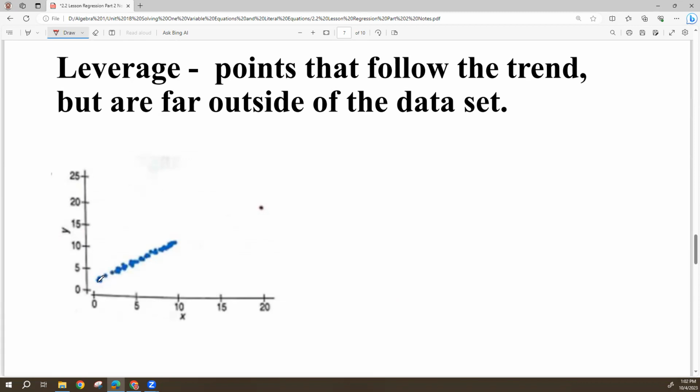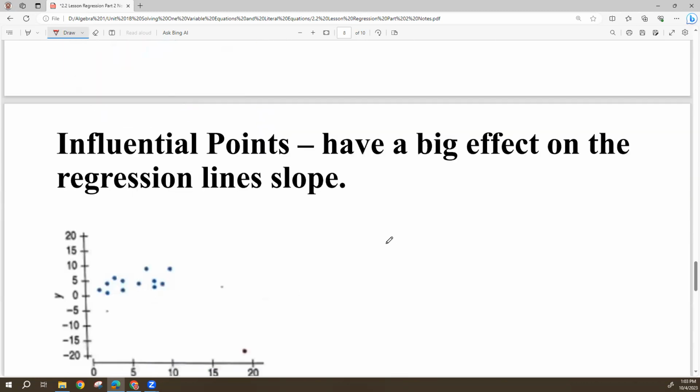Points that follow the trend. So this point over here sort of follows the trend of these other points in the data set, but it's really far outside of the data set in the X direction. That is a point that we consider having leverage. If you think about it, when you're opening a door, the further away from the door hinge you try to open the door, the easier it is to open. That's because it has leverage. So it's that kind of idea. This point's really far away. We consider it to have leverage.